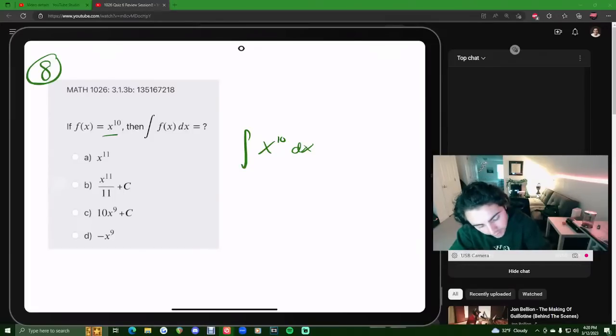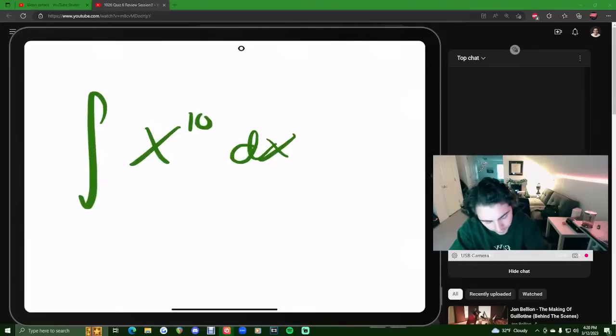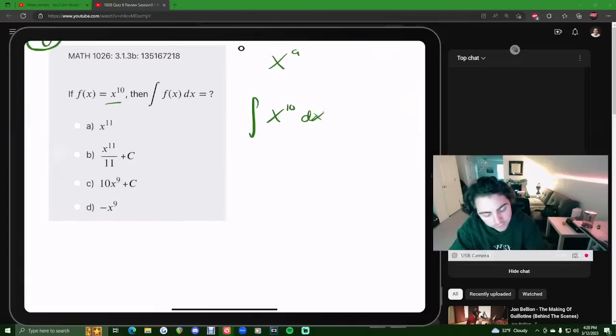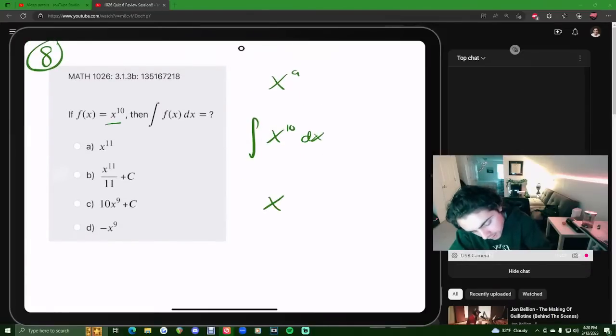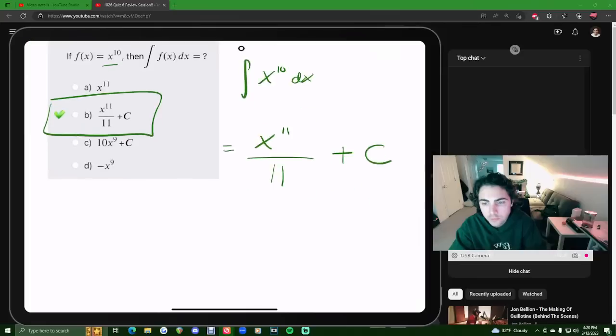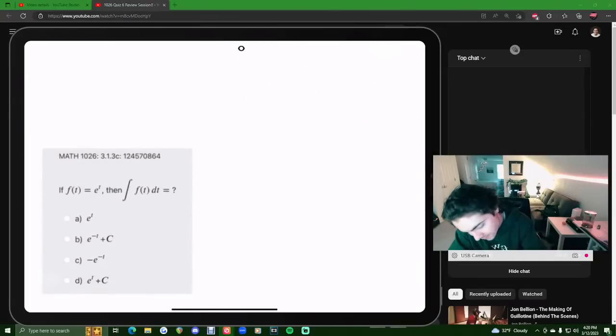So here we can practice our reverse power rule, where, since it's already in the form of x to the a, a power function, we can add 1 to the exponent to get x to the 11th and divide by whatever the new exponent is. So x to the 11th over 11, and we get option B. That's it. A little reverse power rule. Hope that makes sense. It's not too crazy.